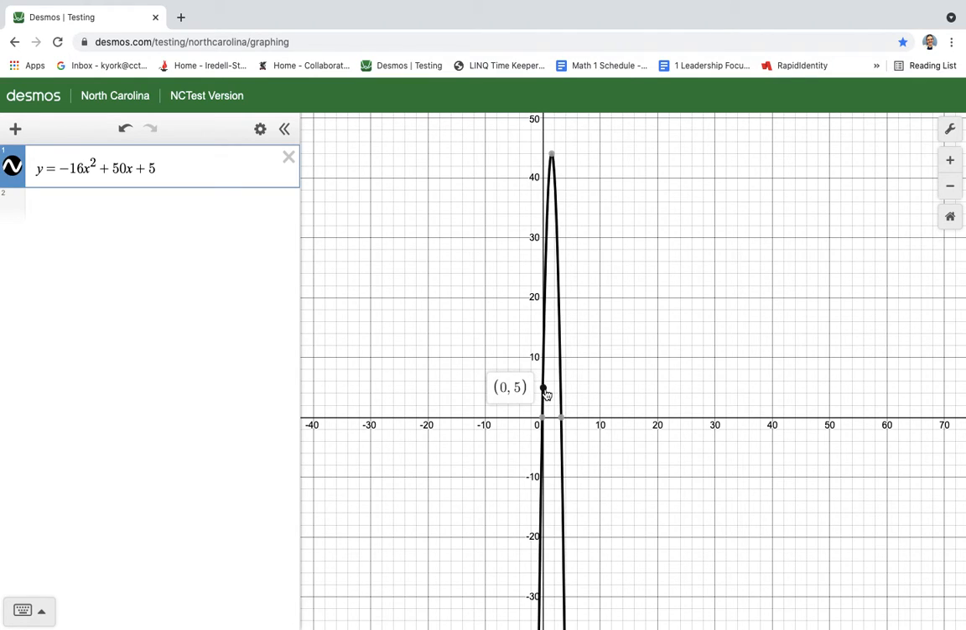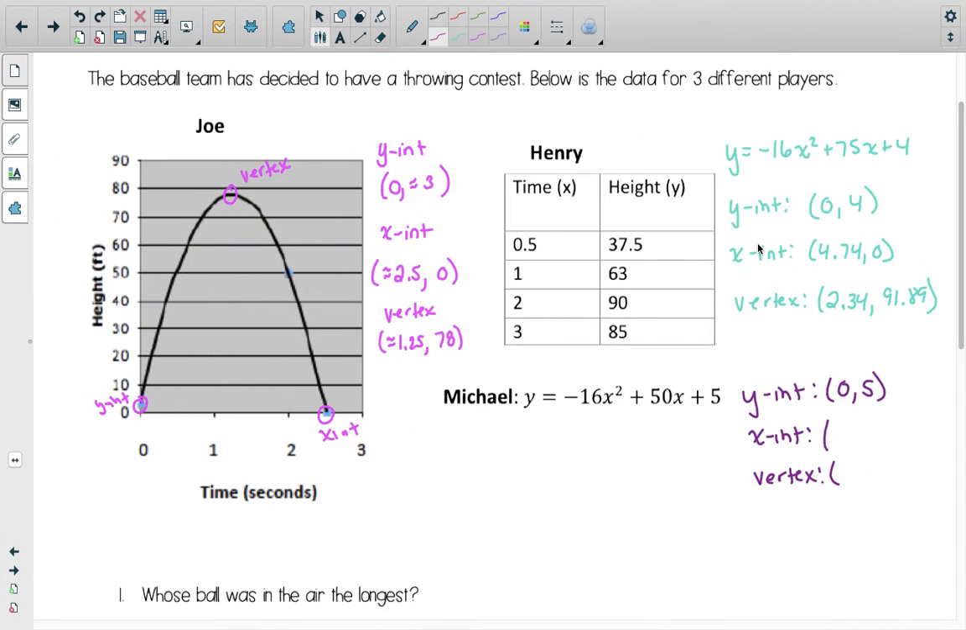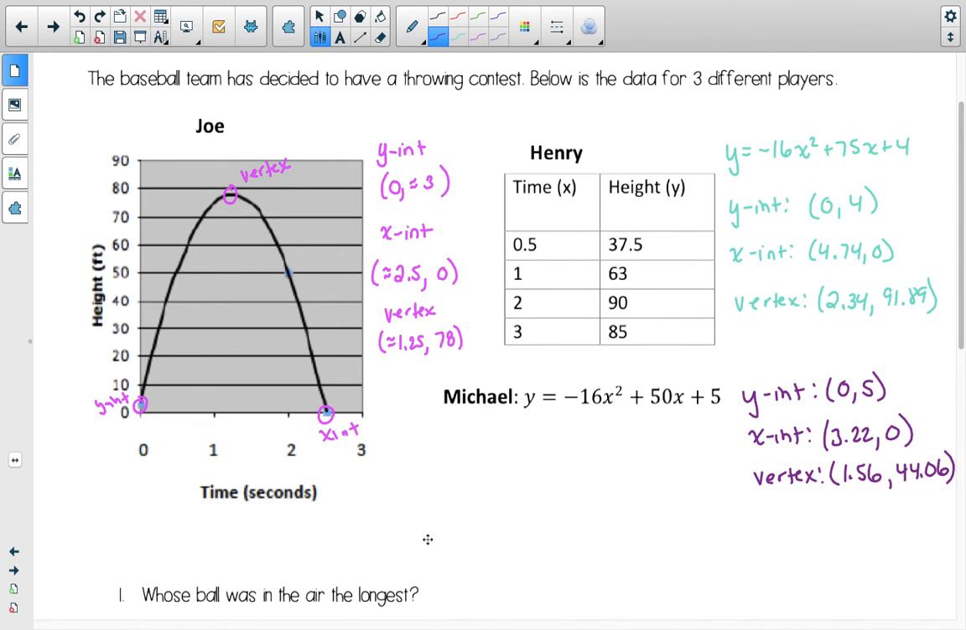We know his y-intercept was at 0, 5. His x-intercept is at 3 and 22 hundredths, comma 0. And his vertex is at 1 and 56 hundredths, comma 44 and 6 hundredths. So I'm going to write that information down. Now that we have all of the information for them, we can compare, because we've seen it in a graph, in a table, and an equation. We want to be able to find all the pieces of information, which we could have done algebraically as well.